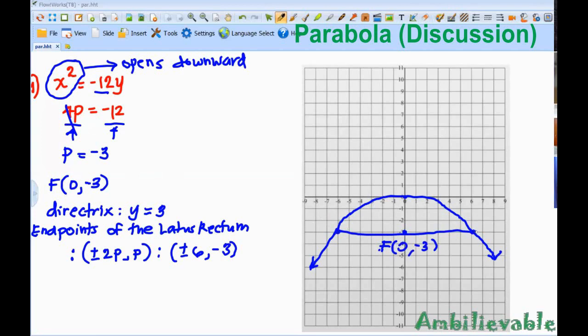Negative 6, negative 3. Never mind. I was just checking, I tagged it twice. I mean, once.